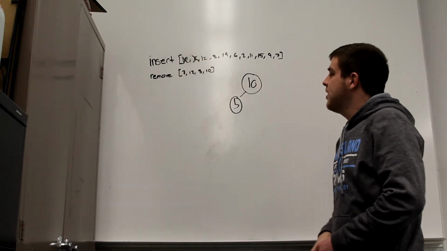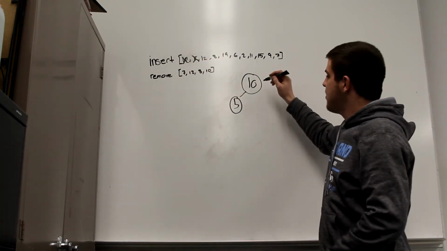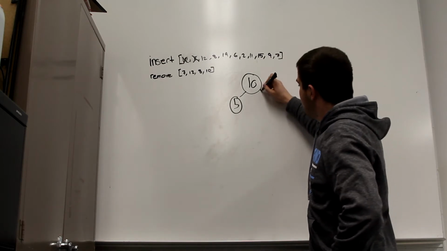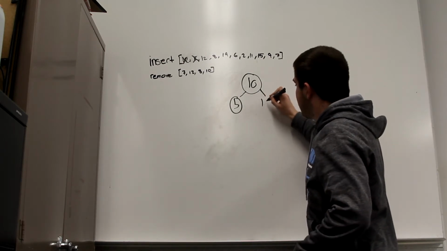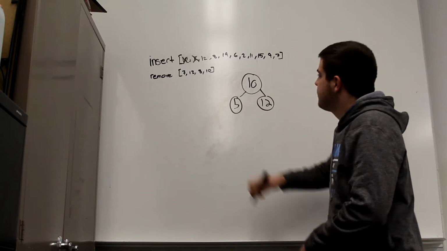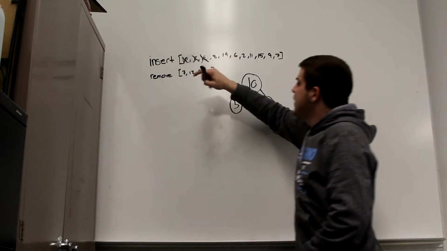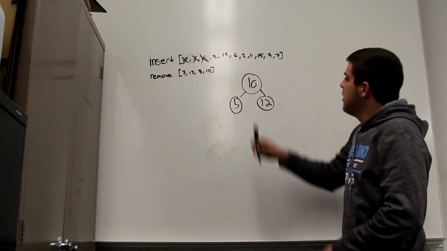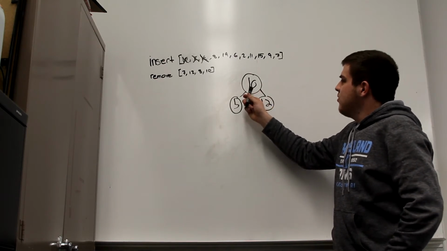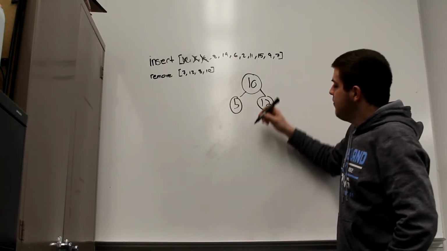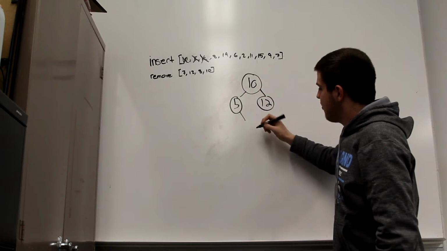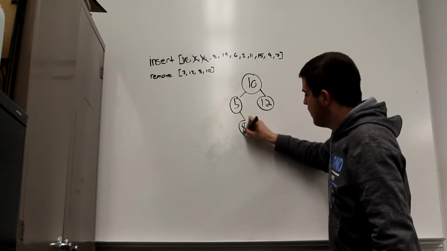The next element to insert is 12. And since 12 is greater than 10, 12 will be inserted as the right child of 10. The next element to insert is 8. So since 8 is less than 10 but greater than 5, 8 will be inserted as the right child of 5.